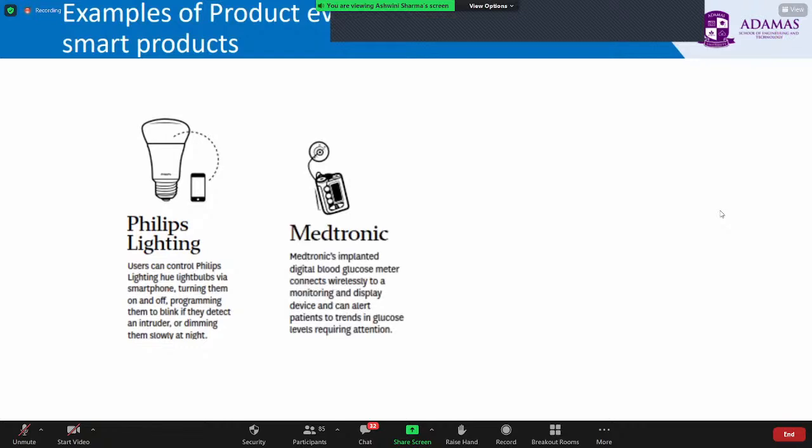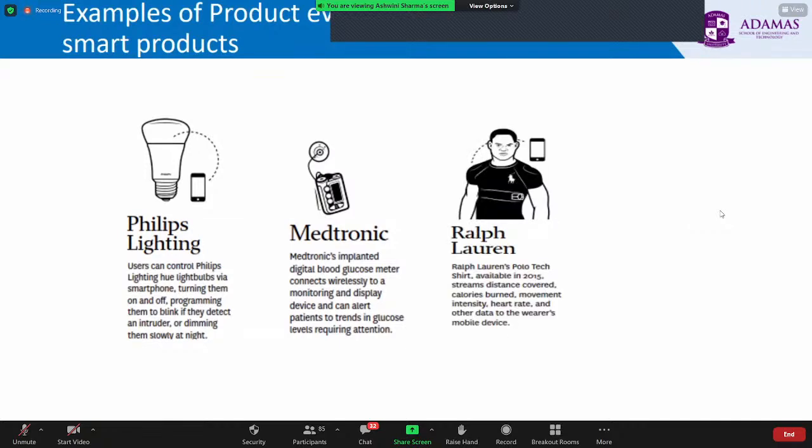Okay, digital blood glucometer connects wirelessly to a monitoring and display device that can alert patient to trends in glucose level requiring attention. So nowadays, these are the things which are coming as wearables. Ralph Lauren Polo Tech shirt, available in 2015, streams distance covered, calories burned, movement intensity, heart rate, and other data to the wearer's mobile device. So this is again wearable technology, but right now it is in nascent phase. It's not that developed.